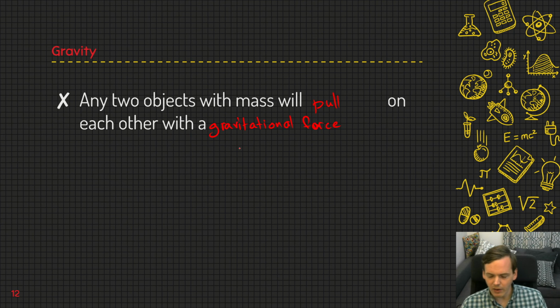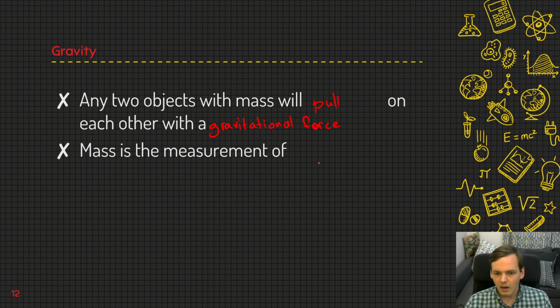So I will pull on the Earth, and the Earth will pull on me. We pull on each other through a gravitational force. The Sun pulls on the Earth with a gravitational force, just like the Earth pulls on the Sun with a gravitational force. And so we need to define a couple terms now.